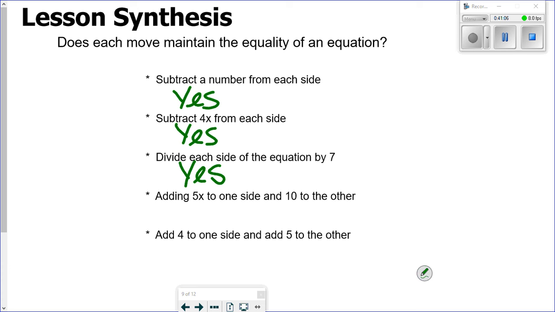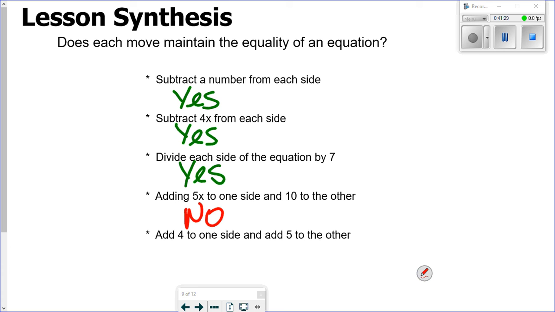The next one asks, can we add 5x to one side and 10 to the other? The answer to that is no. We cannot take one move on the left-hand side and do a very different move on the right-hand side. This is not allowing us to maintain equality and balance to our equation.